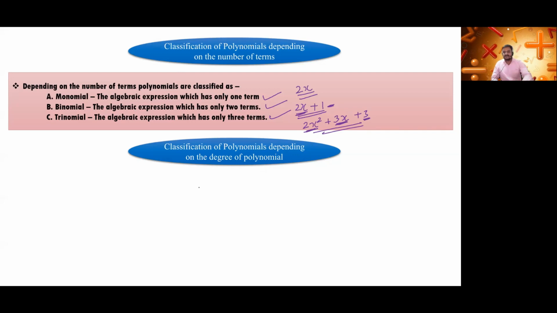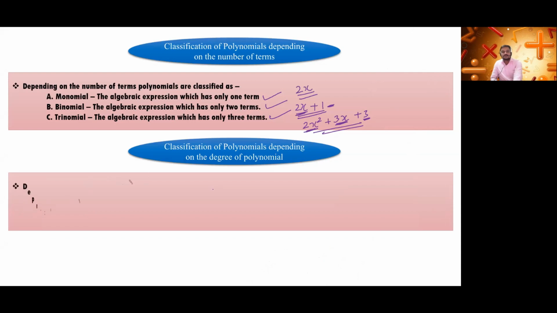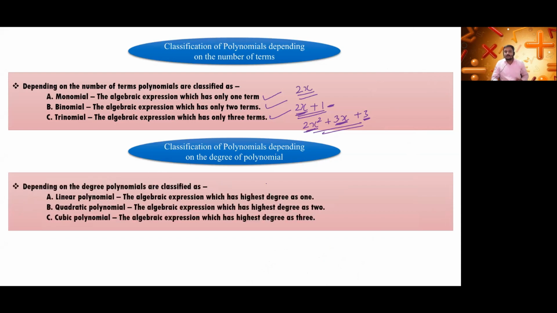Okay, next is classification of the polynomials depending on the degree of the polynomial. So in that, the first one is linear polynomial. So linear का meaning क्या है? ऐसा algebraic expression जिसका degree क्या होना चाहिए? It should be 1. The algebraic expression which has the highest degree as 1. What about quadratic? The algebraic expression which has the highest degree as 2. And what about cubic? It should have the highest degree as 3.